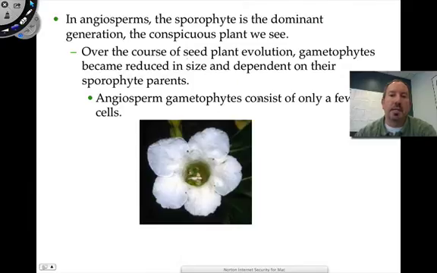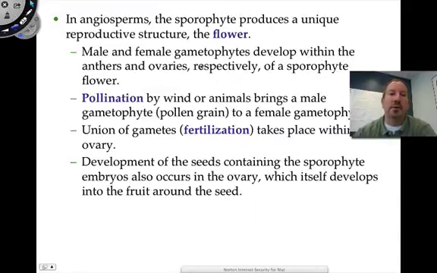And so in angiosperms, the sporophyte is sort of the dominant thing. This is the plant that we see that's conspicuous. Over evolutionary time, the gametophytes have been kind of reduced, comparatively speaking. And in angiosperms, the reproductive organ is the flower. It's the main area where gametophytes are produced.